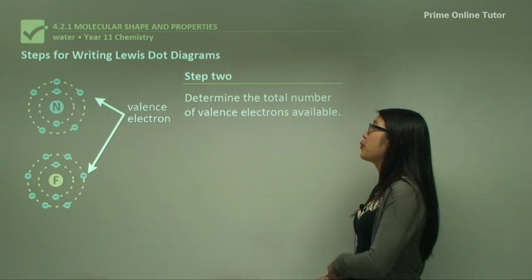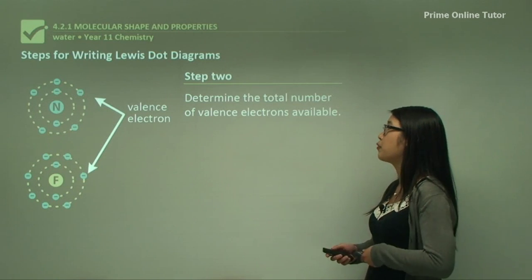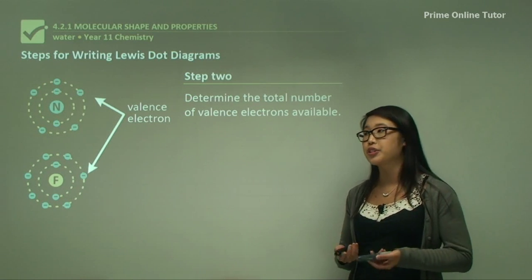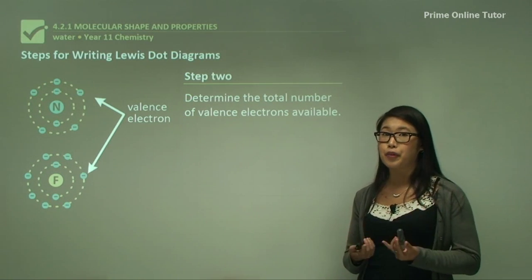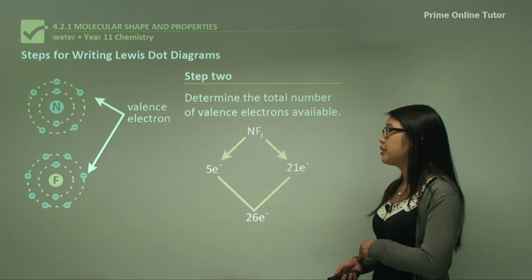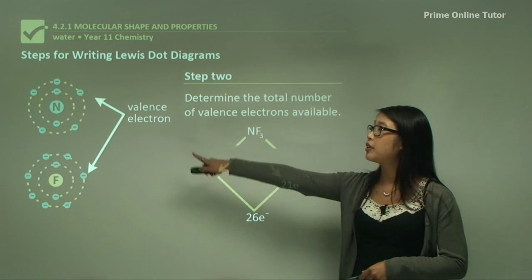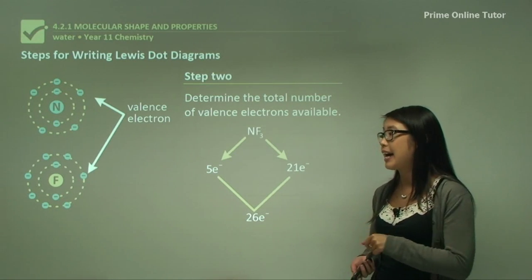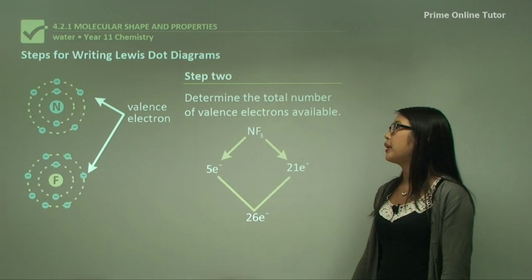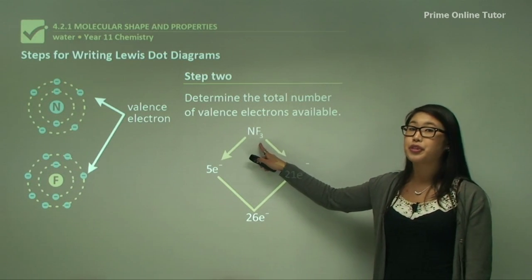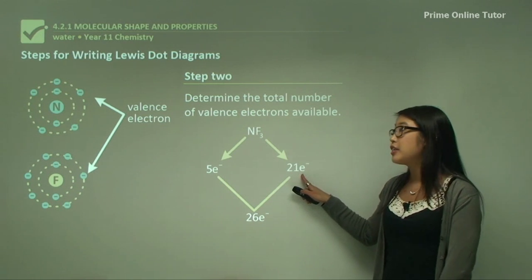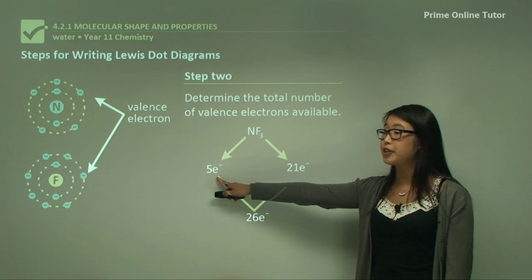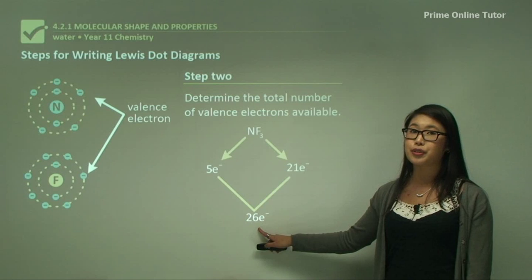In step 2, we determine the total number of valence electrons involved. A valence electron is an electron in the outermost shell. The outermost shell electrons are the ones that are involved in bonding. For nitrogen, we have 5 electrons in the outermost shell, shown there. Fluorine, however, has 7 electrons in the outermost shell, shown over there. But in NF3, we have 3 fluorine atoms, so we need to times it by 3. 7 times 3 gives us 21 electrons, plus the 5 electrons from nitrogen, and that gives us 26 electrons in total.